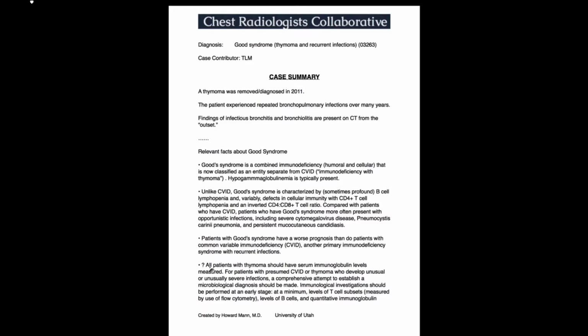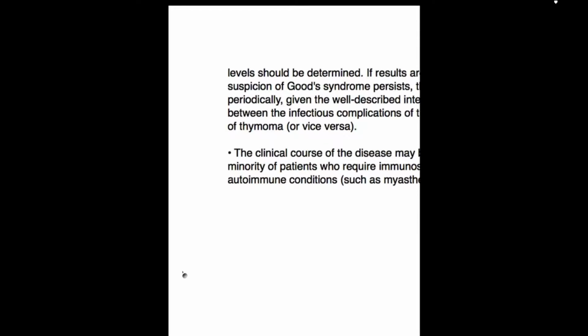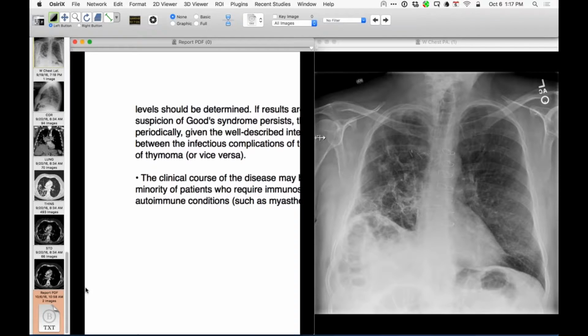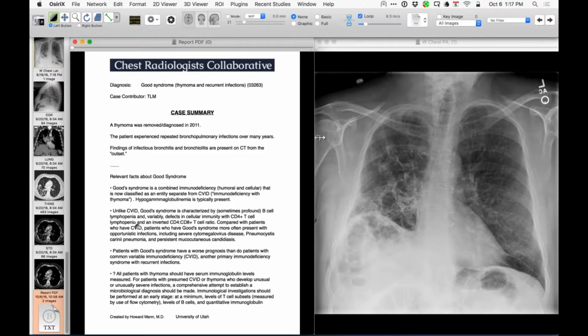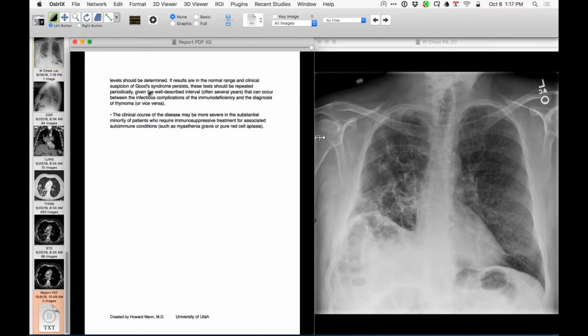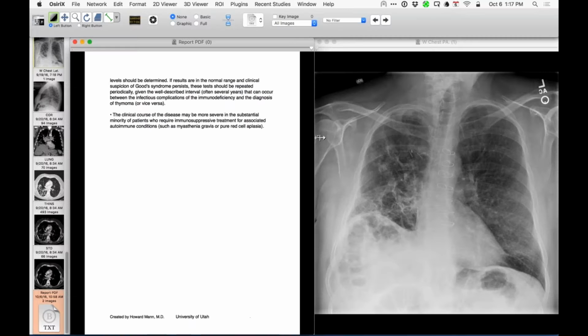And here is kind of an interesting statement that all patients with thymoma should have serum immunoglobulin levels measured, because sometimes, apparently, and I'm not sure I agree with that, but sometimes the infection part of things doesn't really develop until a little bit later. So if the results are in the normal range and there's a clinical suspicion of infections, these tests should be repeated. And as you can see there, sometimes it only becomes apparent a little bit later on. I think this might be the first or second one that I've seen of Good syndrome.